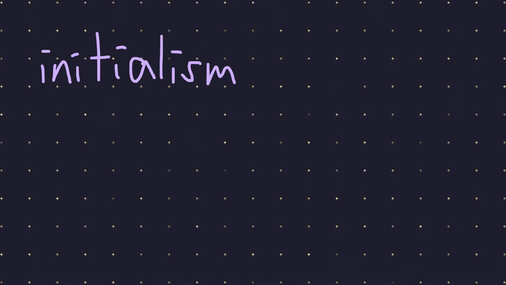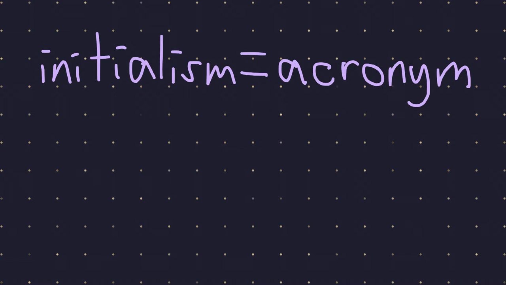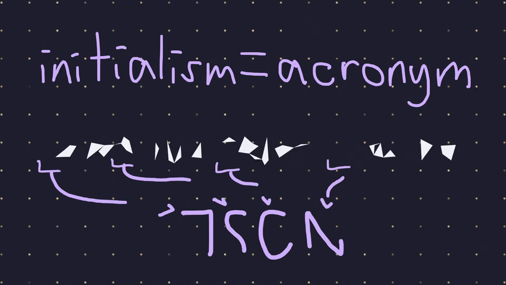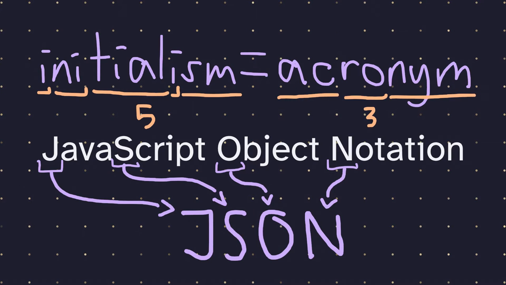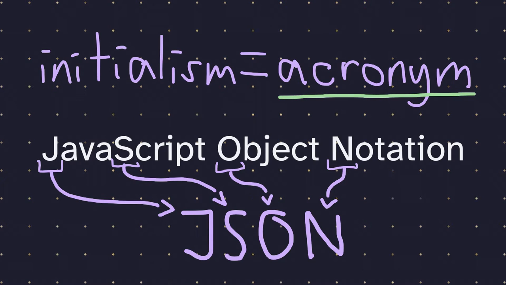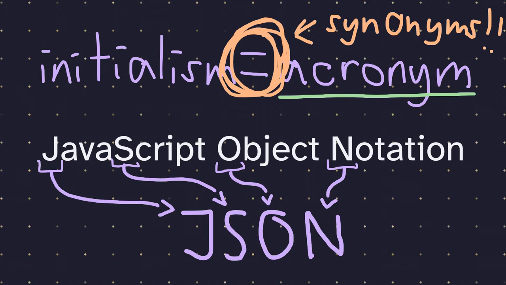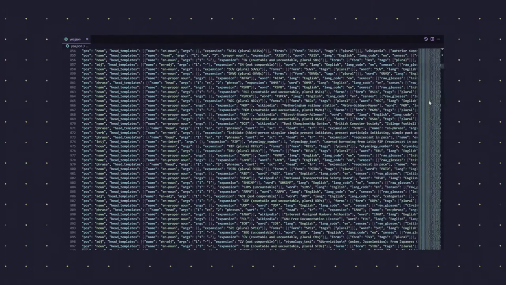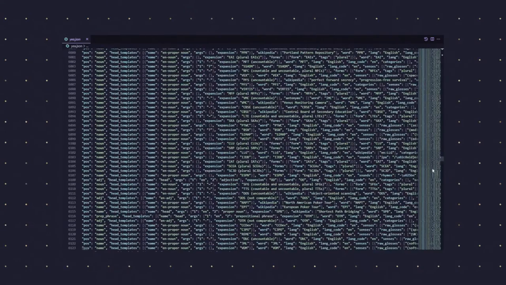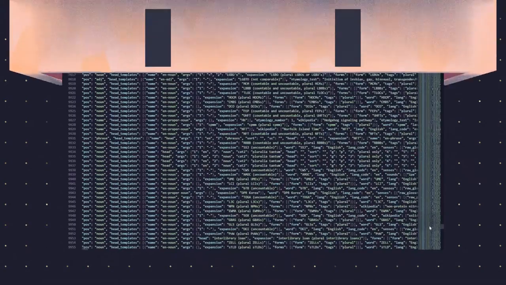Initialism is, by the way, a synonym to acronym. Initialism meaning abbreviating words with each first or initial bit of each word makes more sense than acronym. But acronym has fewer syllables, so I'm gonna use that. And no, you cannot convince me those two words mean different things. They are synonyms.